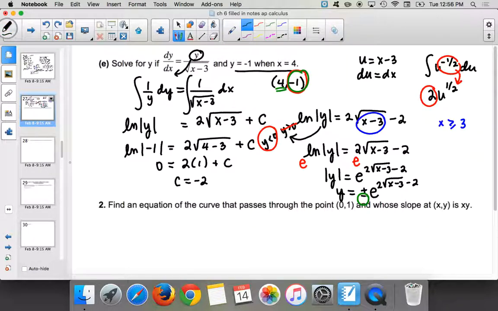So your final answer then is y equals negative e to the 2 square root of x minus 3 minus 2, like that. And then if it asks for the restricted domain, it would be x is greater than or equal to 3.